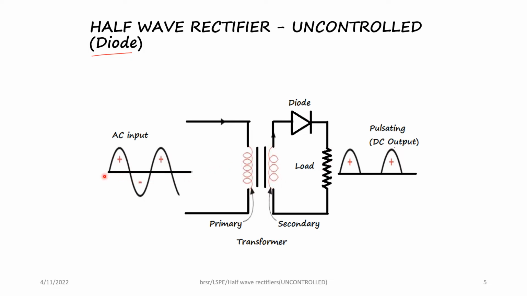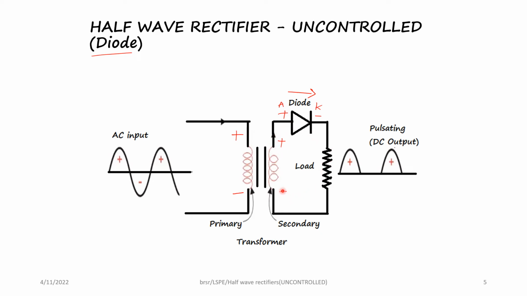Let us see what happens during the positive half cycle. During the positive half cycle, in the primary of the transformer, the upper part is positive and this part is negative. The same thing is happening in the secondary. This is plus and this is minus. The diode will also get plus here, which is the anode, and negative on the other side, which is the cathode. A diode is said to be forward biased when it has anode positive and cathode negative.